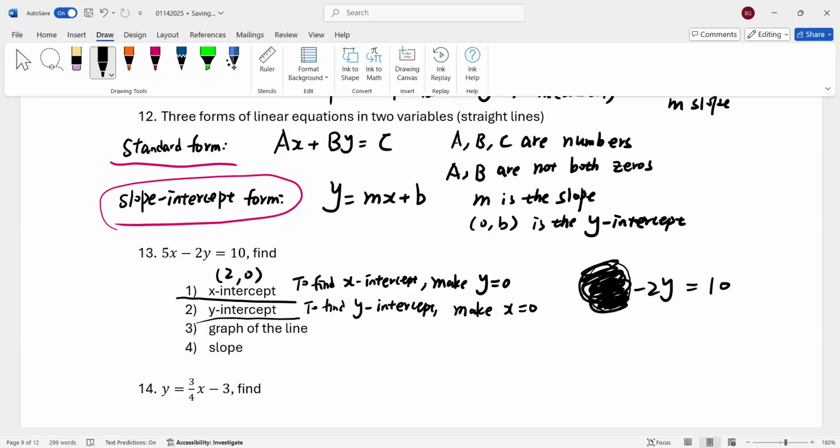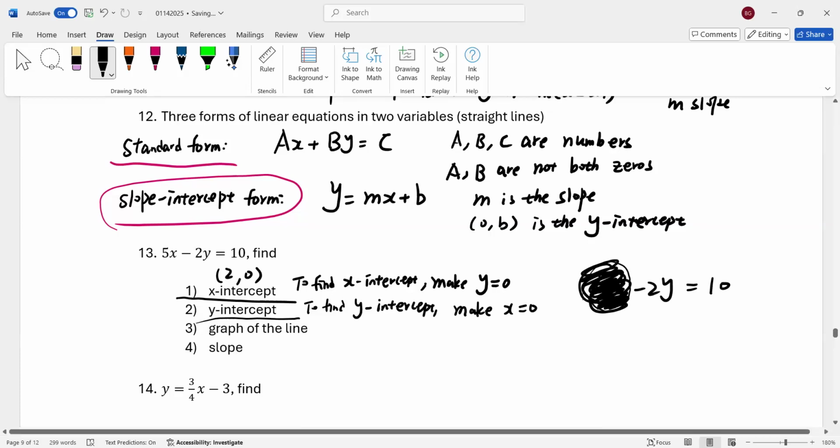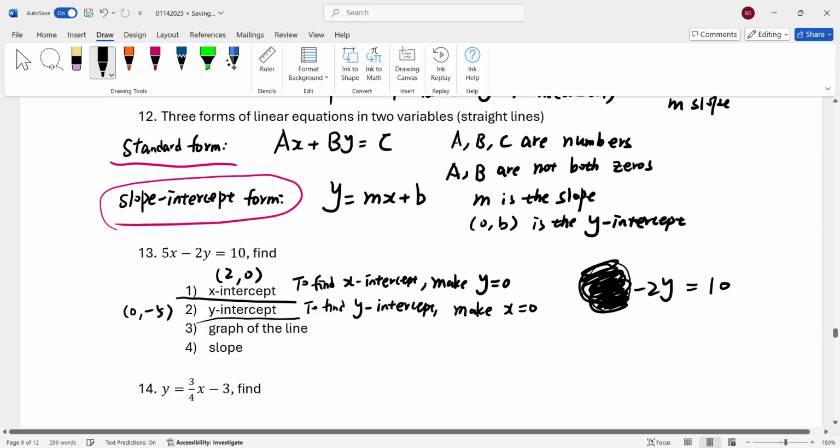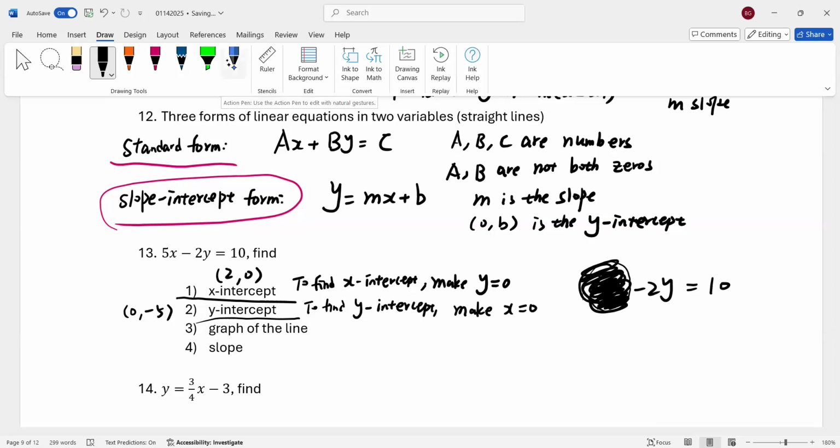Positive or negative? Be careful with the sign. Negative, sorry, maybe my mouse is covering. Negative 2y equals 10. Y is negative 5, right? So it is (0, negative 5). (0, negative 5) is the y-intercept, right? Negative 2 times negative 5, positive 10. Very convenient.